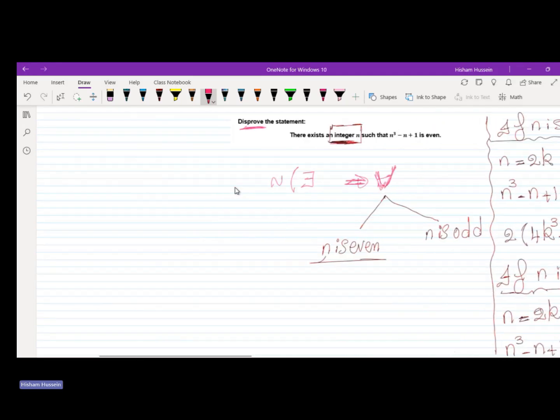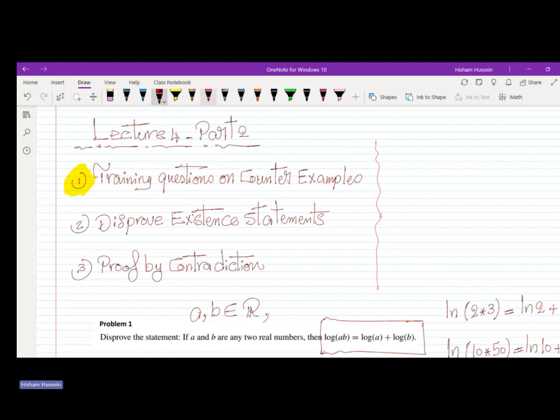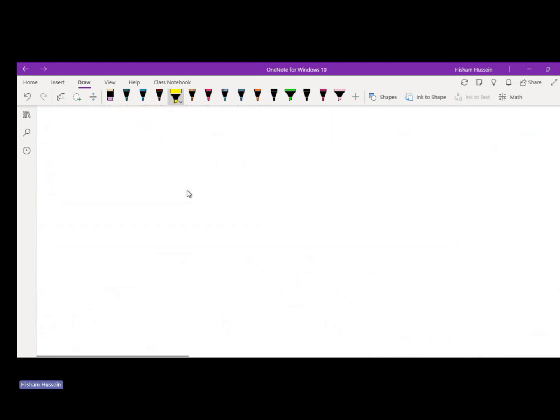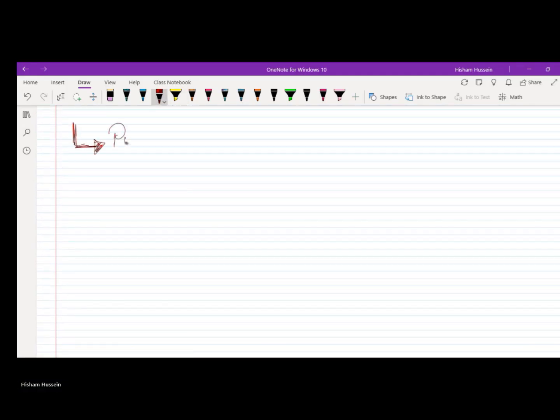Okay, this was the second part of the lecture. Now I'm going to the third part of the lecture, which is the proof by contradiction. What is the meaning of the proof by contradiction? For some types of statements, we can't prove the statement using any of the traditional techniques that we studied before, like the direct, contrapositive, vacuous, or even trivial. So we use this technique, the proof by contradiction.